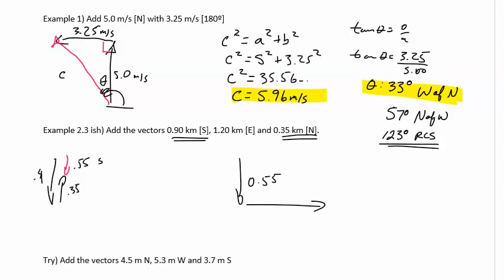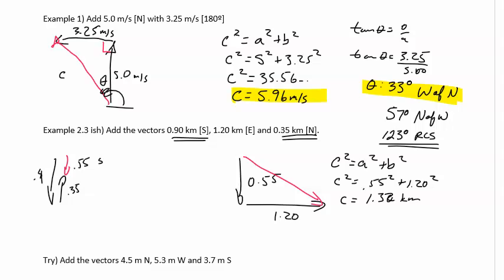We then also have a 1.20 east, and so our resultant comes like this. Again, adding them tip to tail, starting from the tail of our first vector we draw to the tip of the last vector we drew. Now, Pythagorean theorem. So c squared is equal to 0.55 squared plus 1.20 squared. And so if you're solving for this, you're going to wind up with a c being 1.32 kilometers.